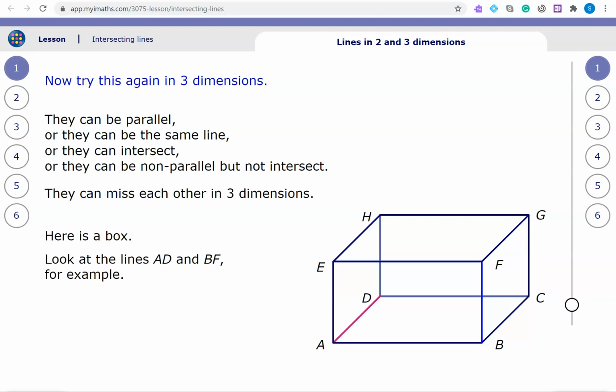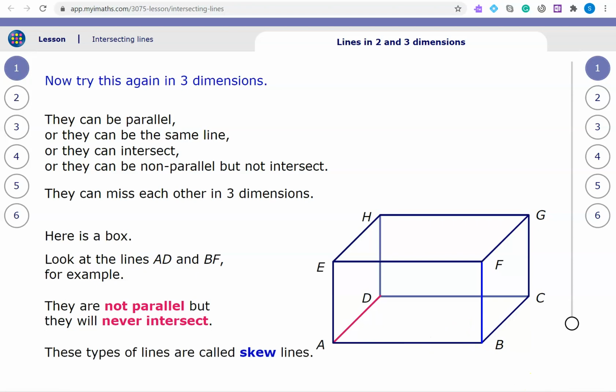If we take, for instance, the line AD and the line BF, AD is running along this way, BF is running along that way. Clearly they are not parallel, but also they do not intersect. They cannot intersect. And we have a word for that, and we say that these lines are skew. So skew lines mean lines that do not intersect in 3-dimensional space.